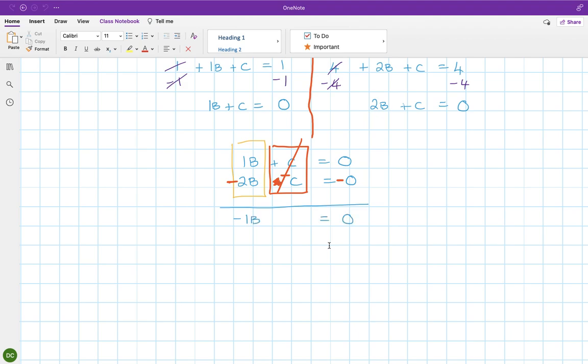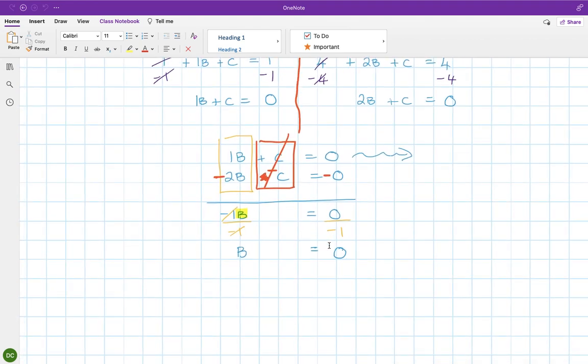Okay, and then we want to isolate the b, so we divide by minus 1. So b equals 0 divided by minus 1, 0. Then I take the top line and I have 1b plus c equals 0.